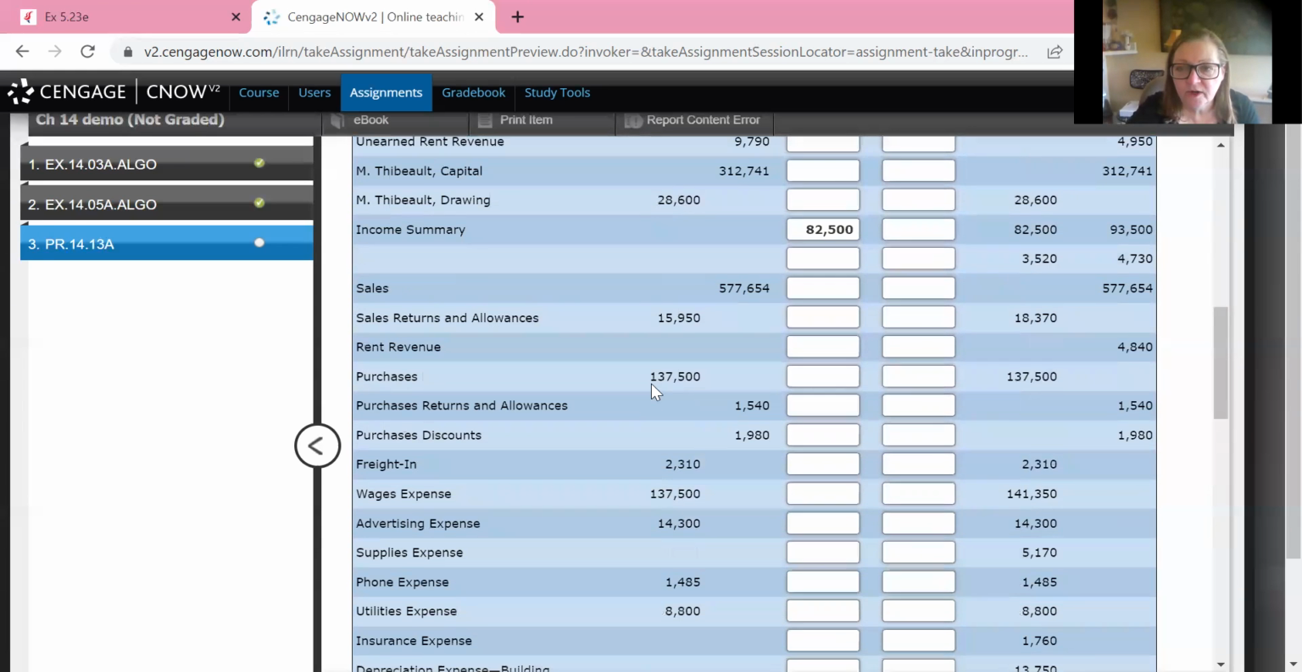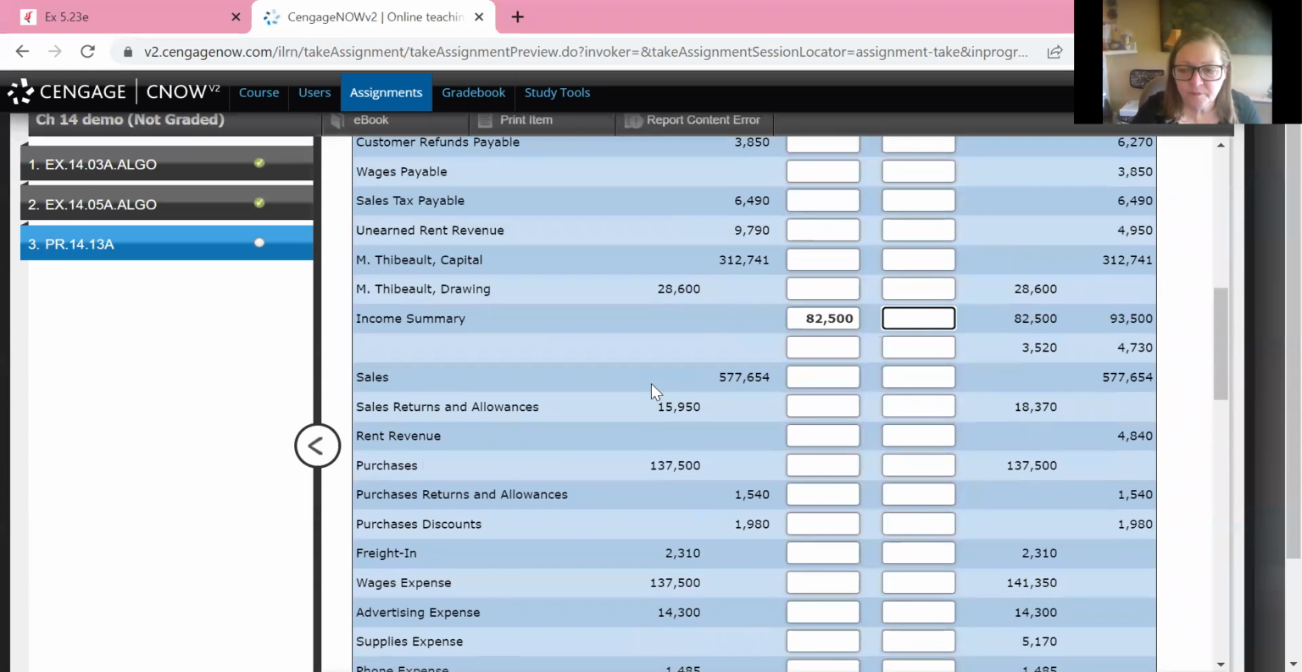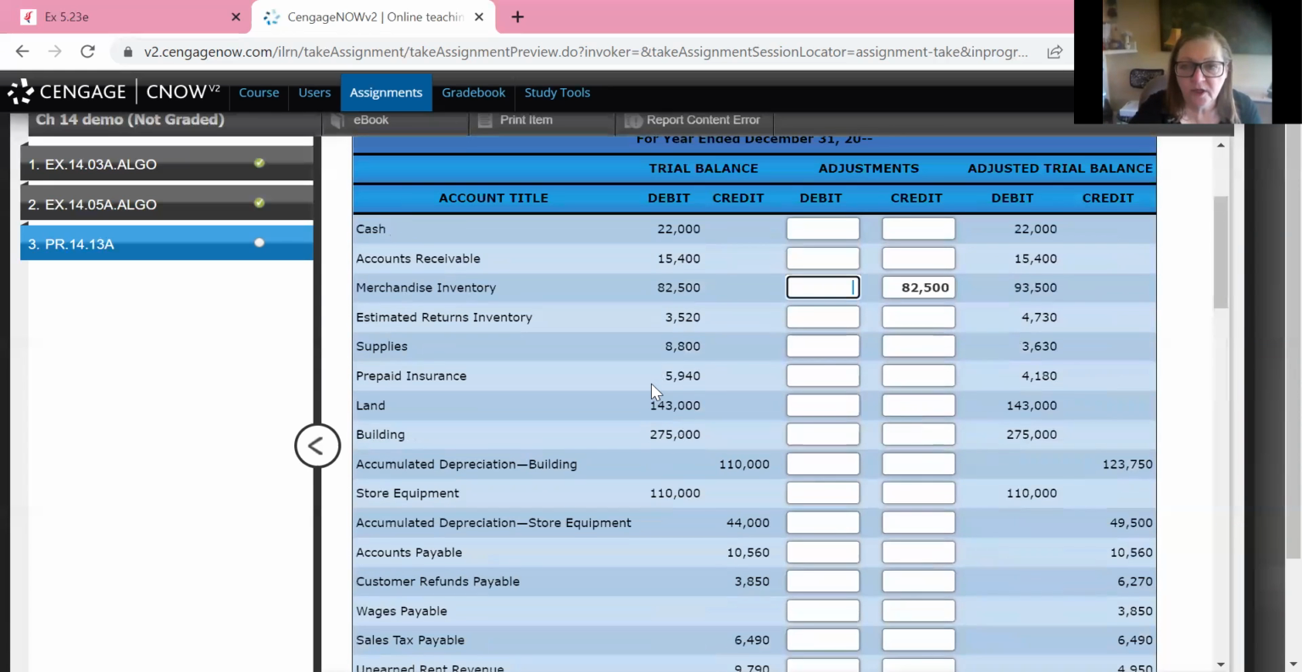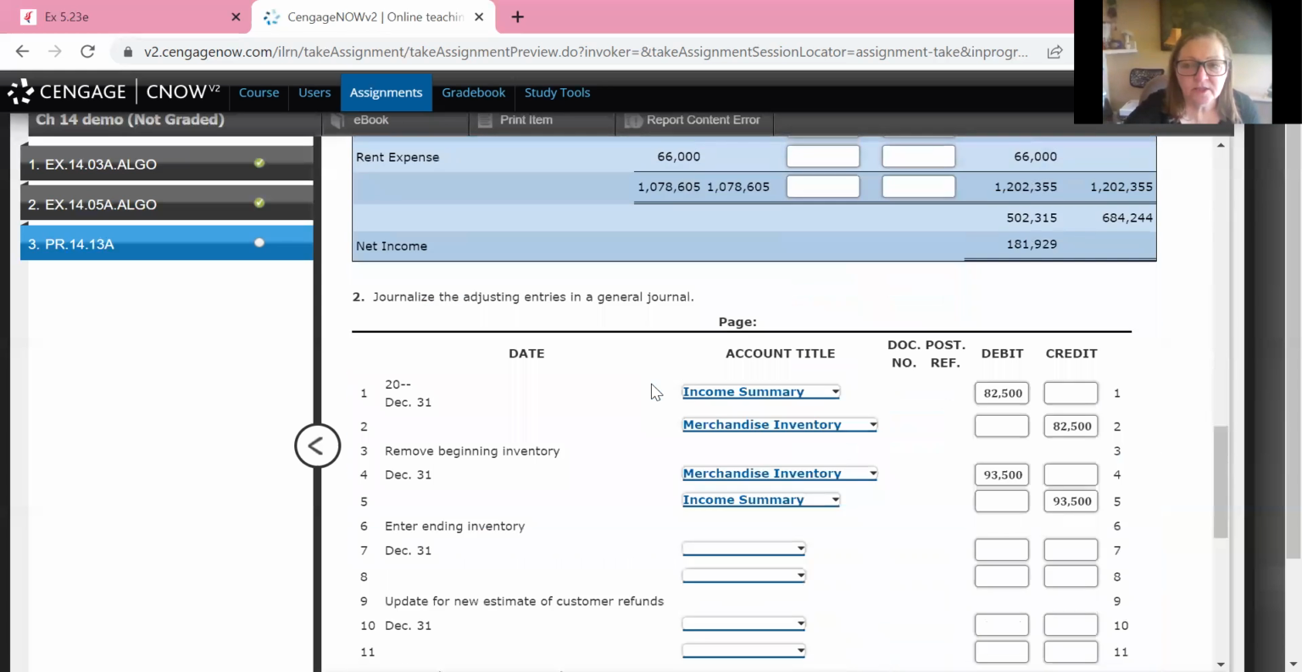Crediting income summary for 93.5. Debiting the inventory count. Okay, that's the first two entries.